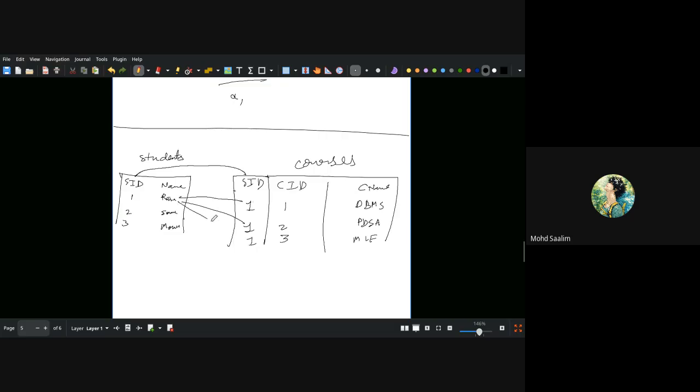Of course, a join will be made between them. First of all, Ram will make a join with DBMS, then with PDSA, then with MLF. And because it is a left join, Sonu and Monu will come as they are. So there will be 5 rows, right?